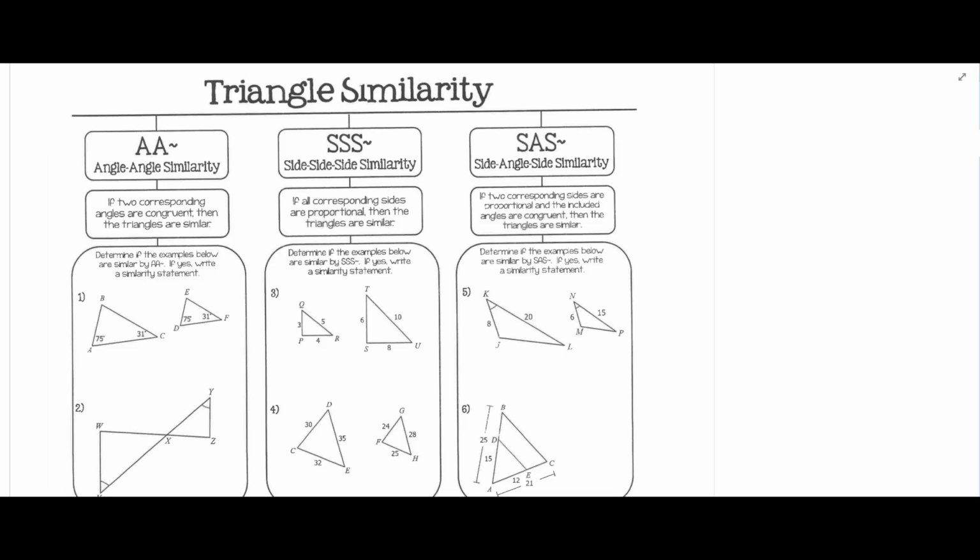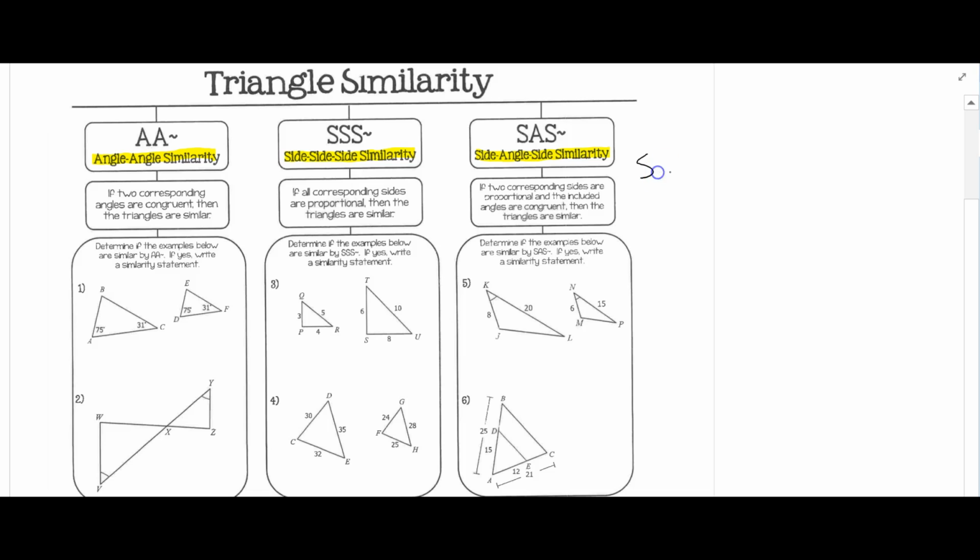to prove them similar. So the three methods that we have are angle-angle similarity, side-side-side similarity, and side-angle-side similarity. And although these look almost identical to proving them congruent, we can see there's the little similarity sign there. And when proving triangles congruent, we had to get all the pieces congruent. When we're proving triangles similar, any of these S's that you see are really referring to sides being proportional, not sides being congruent.